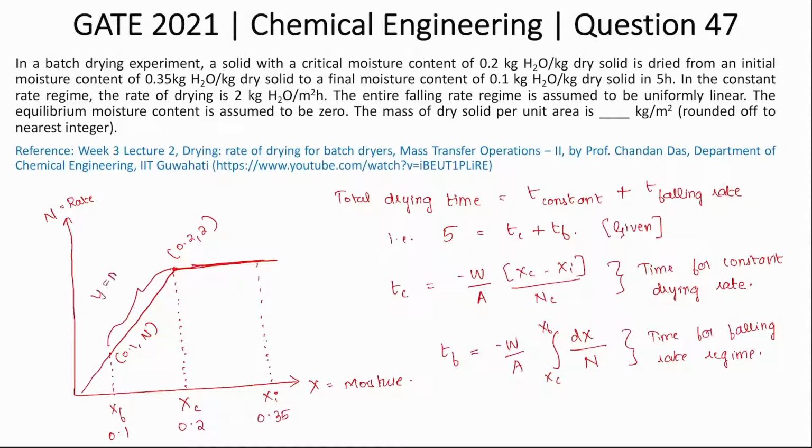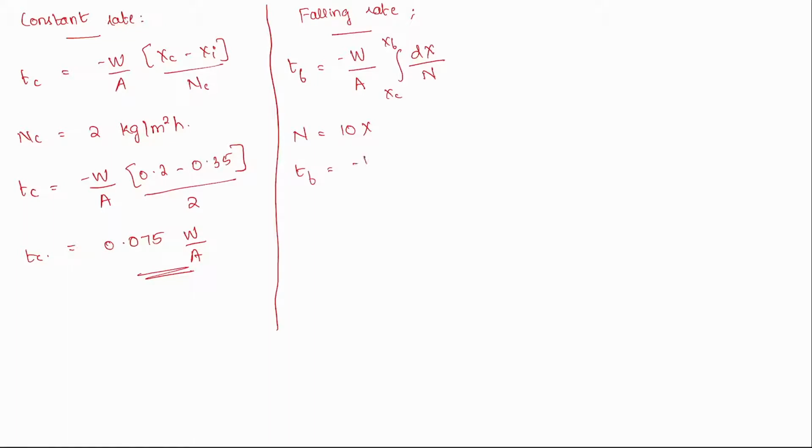So this is a straight line of the form y equals mx plus c. So this c will be 0. So this will be of the form y equals mx, where y is N, x is the moisture content, and m is the slope of this line. So for this, we'll get the equation as N is equal to 10x, where 10 is the slope of this sloping line. So we can substitute N equal to 10x in the integral equation.